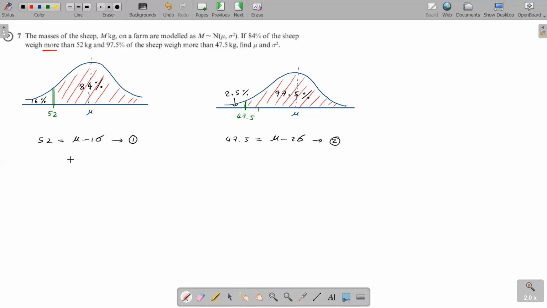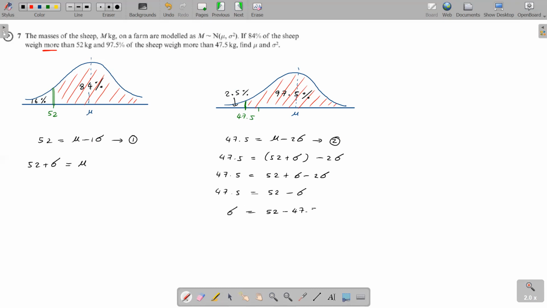Or you could substitute from one. I'll do substitution. So mu is 52 plus sigma. Substitute here: 47.5 equals 52 plus sigma minus 2 sigma. When we expand the bracket, I get 47.5 equals 52 minus sigma. So sigma equals 52 minus 47.5.